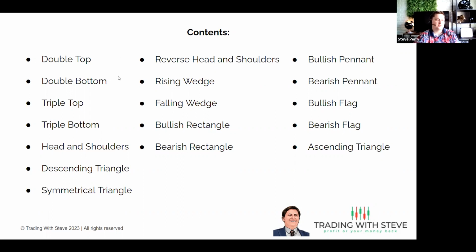So a couple of patterns. There's dozens and dozens of patterns out there, but I have 20 here that I believe are some of the best ones to be watchful of. And the most basic, I would say, is a double top, double bottom. Then you've got the triple tops, triple bottoms, head and shoulders, descending triangles. You've got wedges, rectangles, pennants, flags, and other types of various triangles that we'll look at today.